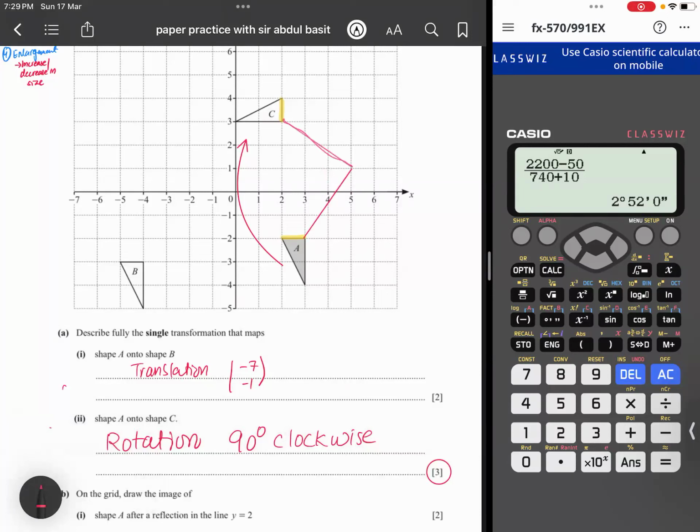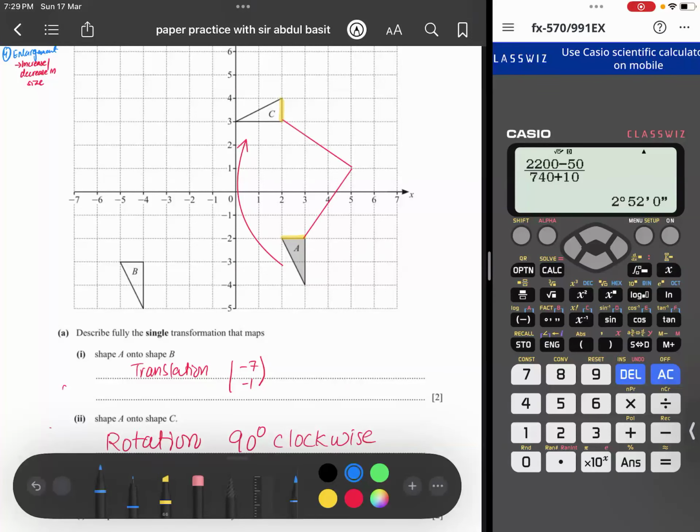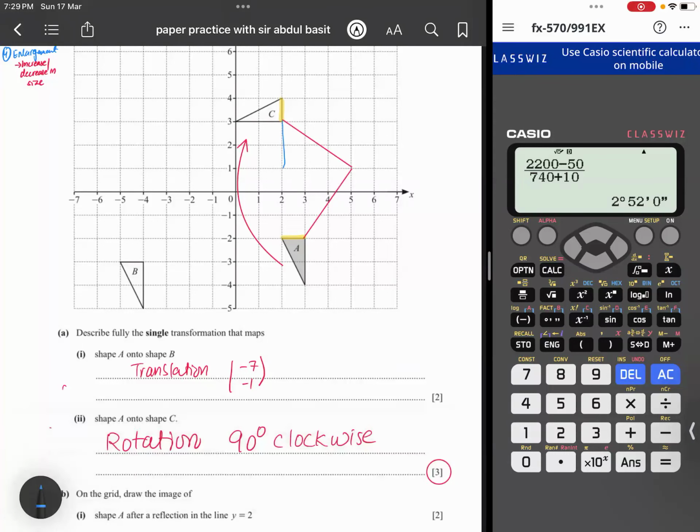Okay, let's see. What do you think? Is it 90 degrees or not? I can see that these two distances are equal, because it is 2 and 3, and that is also 2 and 3. So these two are hypotenuses, which means they are both equal, and it is 90 degrees as well. So I got my center, which is (5, 1).